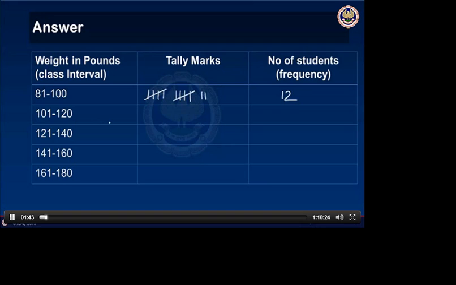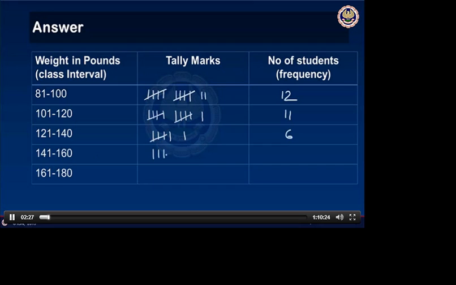Similarly, for 101 to 120, if you look at the data, then we'll find that there are 11 students who are falling in it. So we first look at the data and make a tally mark after seeing individual entries which fit. I'm just skipping that, you can do this yourself. So there are 11 students in this class interval. Similarly, in 121 to 140, we look at the individual data and find out how many entries fall under this. We find that there are 6 students who fall under this weight category. And then from 141 to 160, there are 9 students.